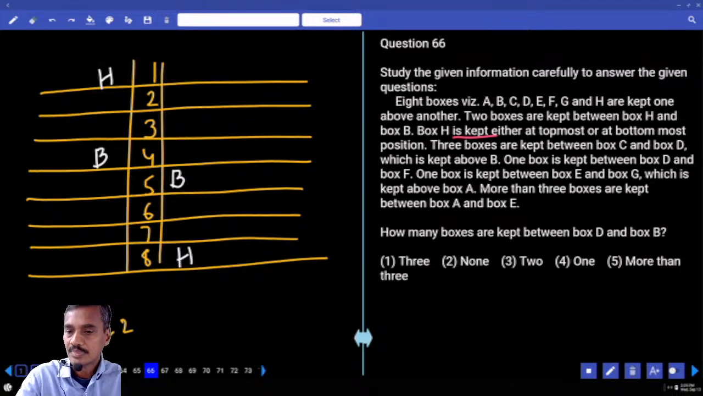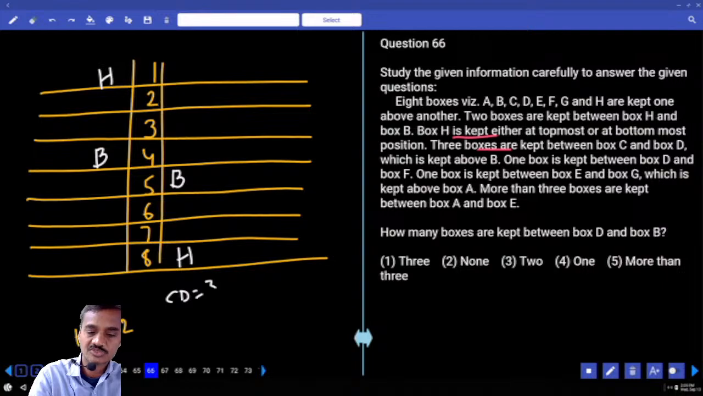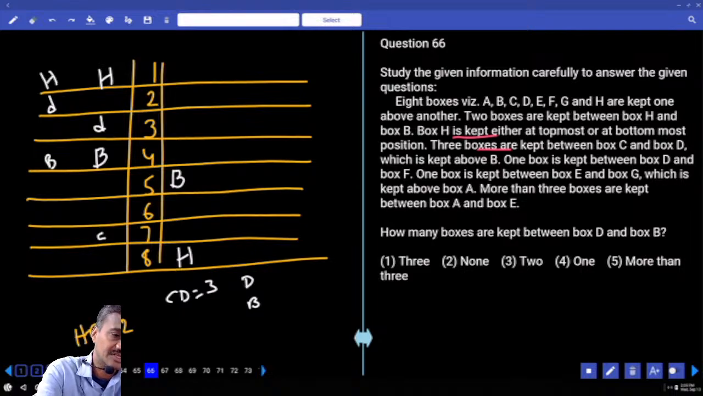And next one, three boxes are in between C and D. Now in between C and D, how many boxes must be there? Three. And D is kept above B. Now as D is kept above B, can we have D at this place or not? If we have D here, 1, 2, 3, C will be here, that is one such possibility. And in the next case, if D is here, and H is here, B is here, there are 3 in between D and C, C will be here. Done. Hence in this case, we are getting two different possibilities.